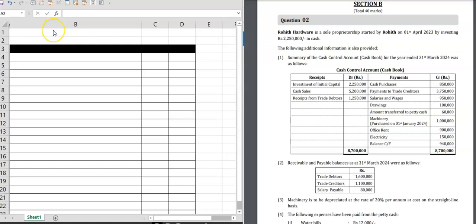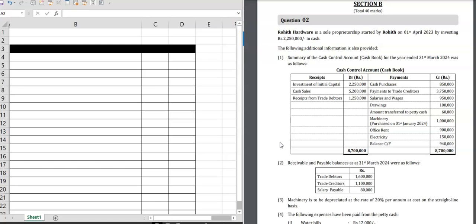Okay, so I have shown you the Excel format of the trial balance and the question for you, in one screen, to understand how you can do it perfectly. So in this question, you go with the first point that's saying the summary of the cash account. The cash control account is given to you.